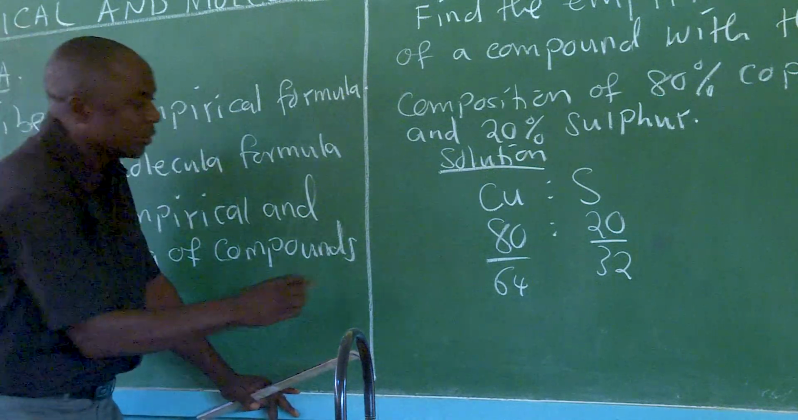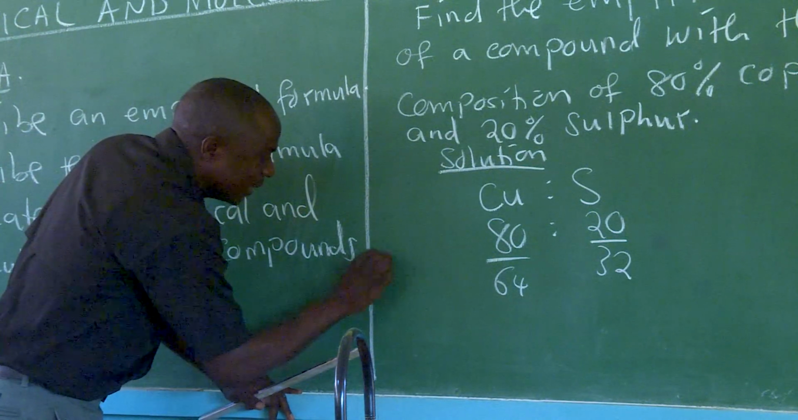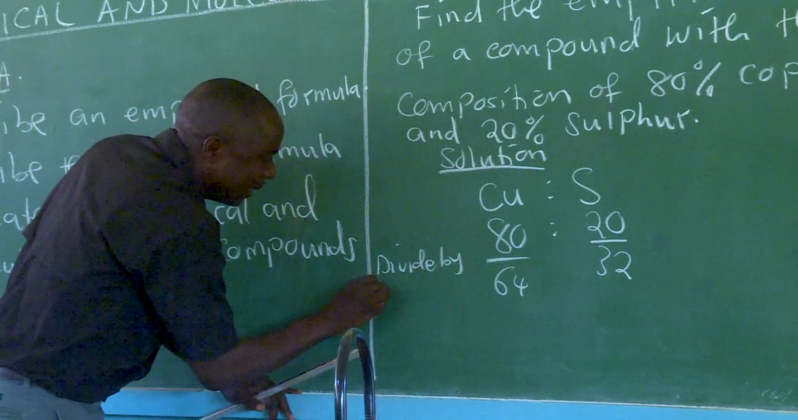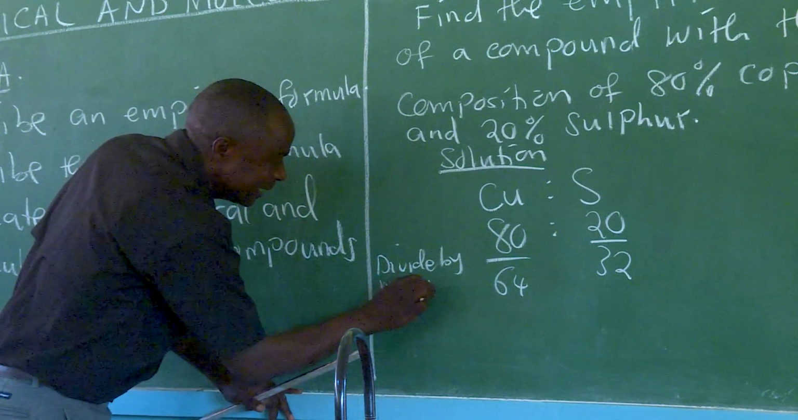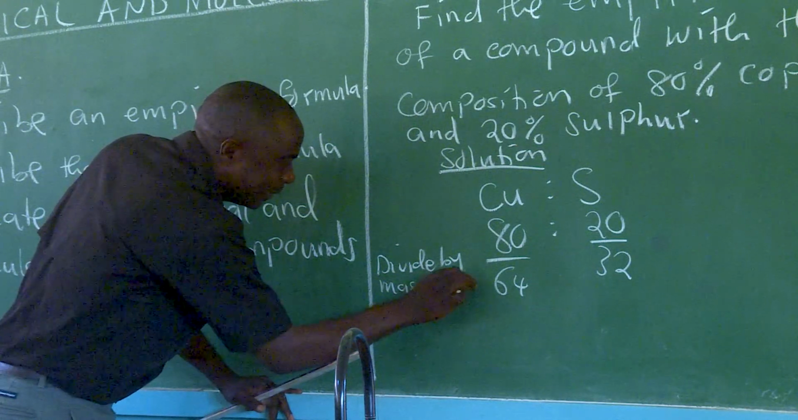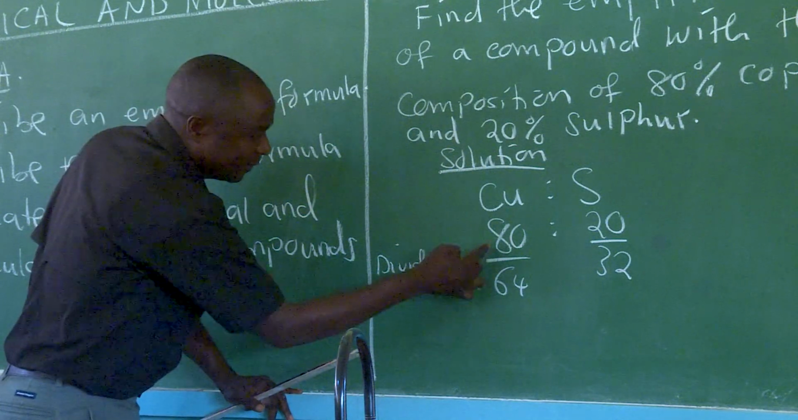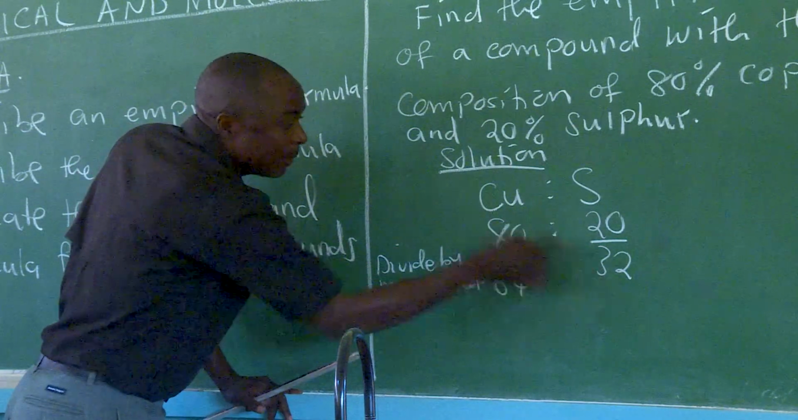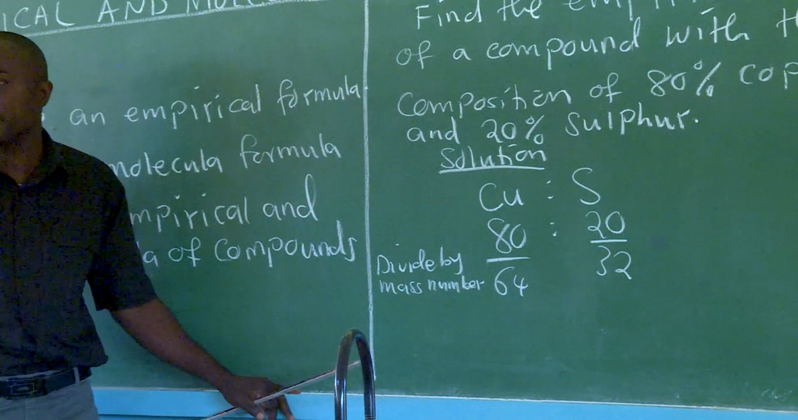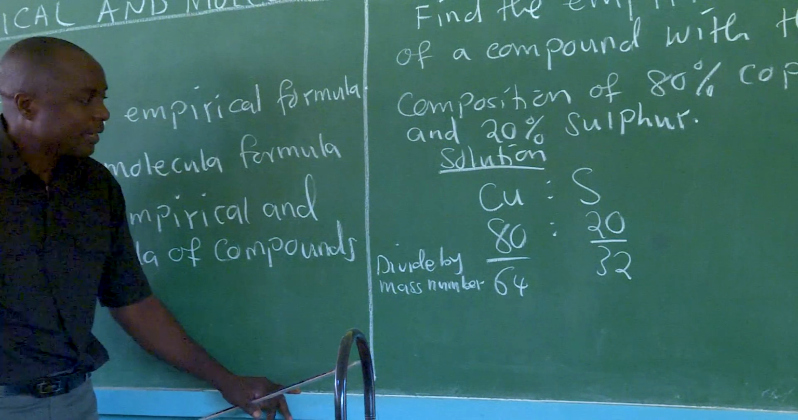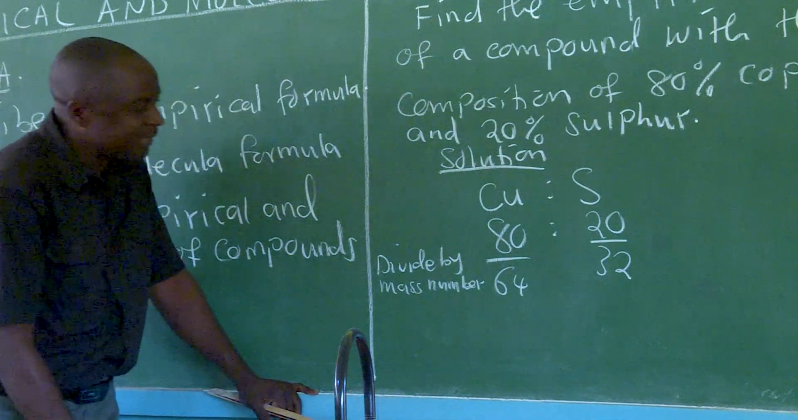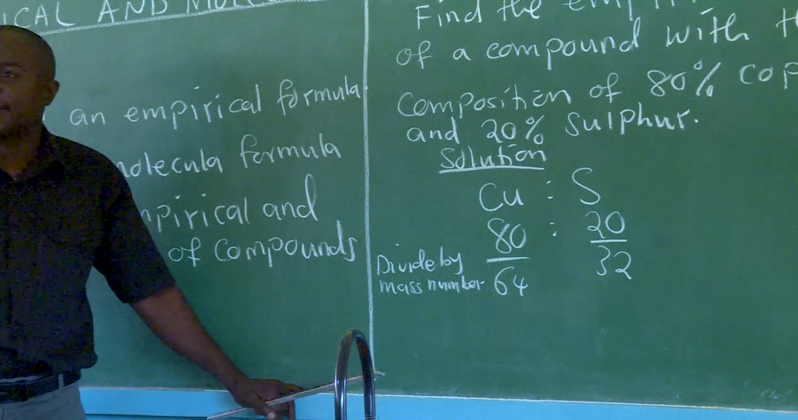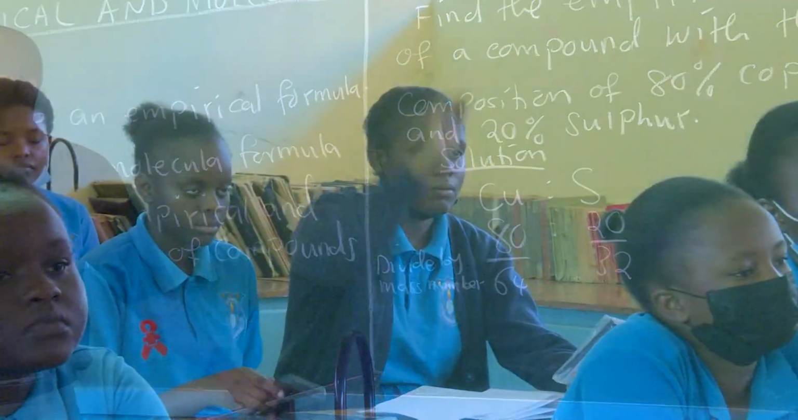Are you okay? Yes. So here you are dividing by mass number. Divide by mass number. So we are dividing this by the mass number. Also 20 by the mass number, which is 32. Are we okay? Now, what is 80 divided by 64?